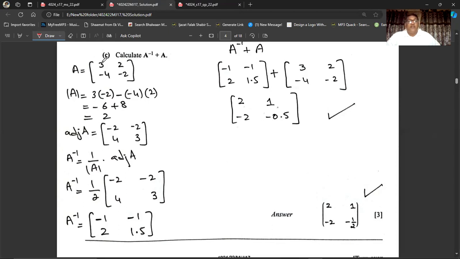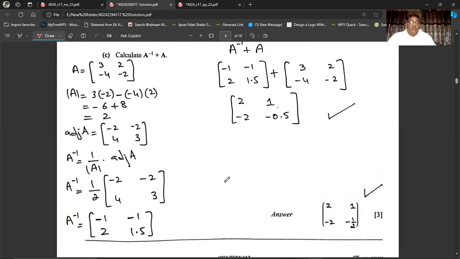In the adjoint of A, we will change the location of these two elements, and then we will change the sign of these two. So the adjoint of A will be minus 2, 4, and 3. A inverse is equals to 1 by A determinant into adjoint of A. So A inverse will be equal to 1 by 2, and here you will have minus 2, 3, 4, and 3. So when this 2 will be divided with all of them, you will have minus 1, 2, and 1.5.